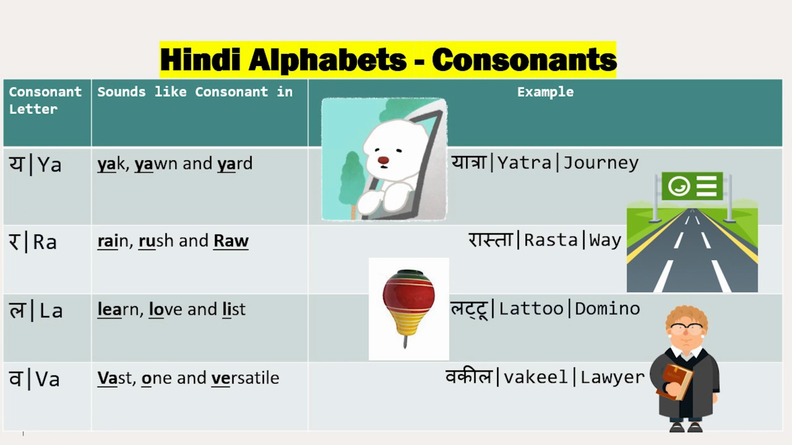Next letter la is like how you pronounce learn, love, and list. The Hindi word lattu, which means spinning top, starts with the letter l. Next letter va is like how you pronounce vast, one, and versatile. The Hindi word vakil, which means lawyer, starts with the letter v.